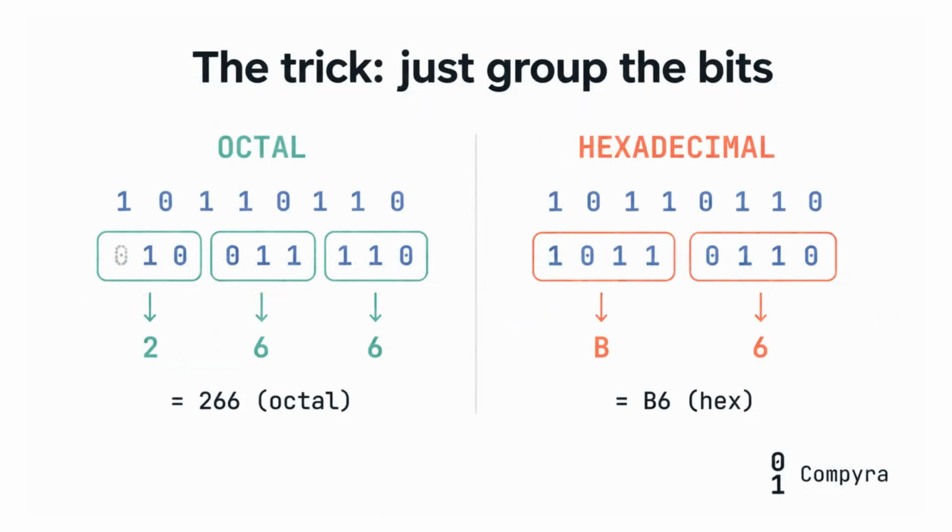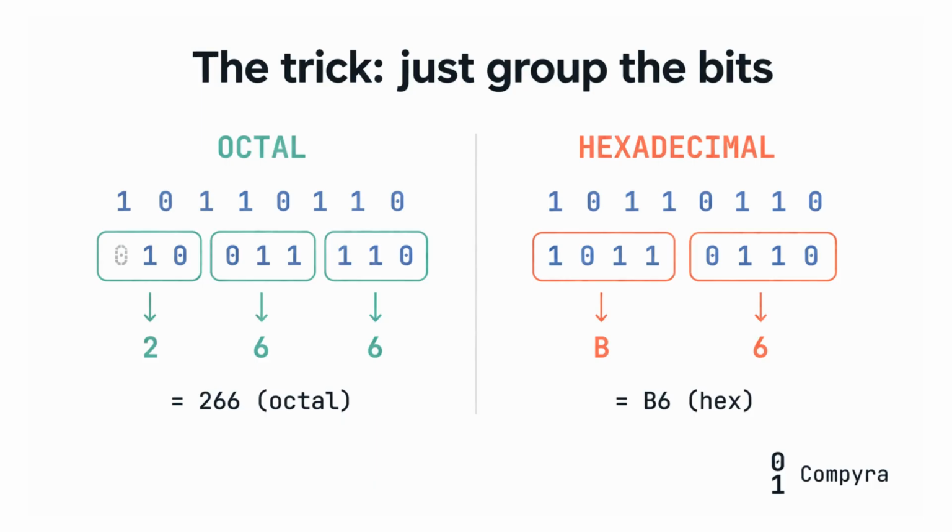Now, here's the trick that makes this whole thing easy. Octal and hex aren't random. They're carefully chosen so that conversion from binary is just grouping. For octal, you group the binary digits in sets of 3, starting from the right. Each group of 3 becomes 1 octal digit. For hex, you group them in sets of 4, again, starting from the right. Each group of 4 becomes 1 hex digit. That's it. No long division, no complicated math.